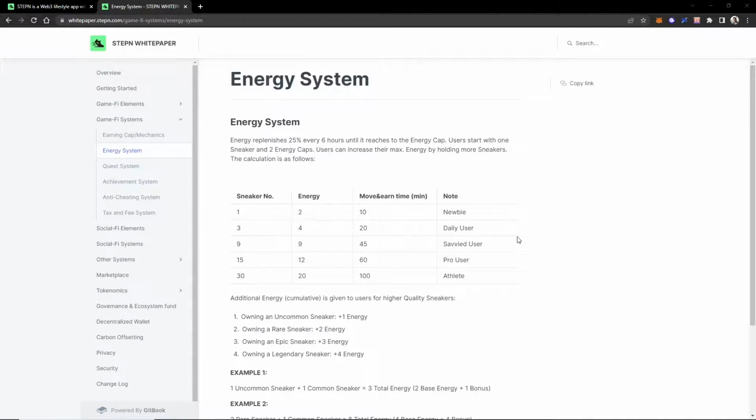And also, there are bonuses for rare sneakers. With each uncommon sneaker, you will get an extra 1 energy cap per day. With a rare one, the bonus becomes 2. Epic gives you 3, while a legendary sneaker gives you an extra 4 energy. So, while you can get extra energy by buying more sneakers, you can get additional energy by buying rarer ones. You can see the examples on the same screen.